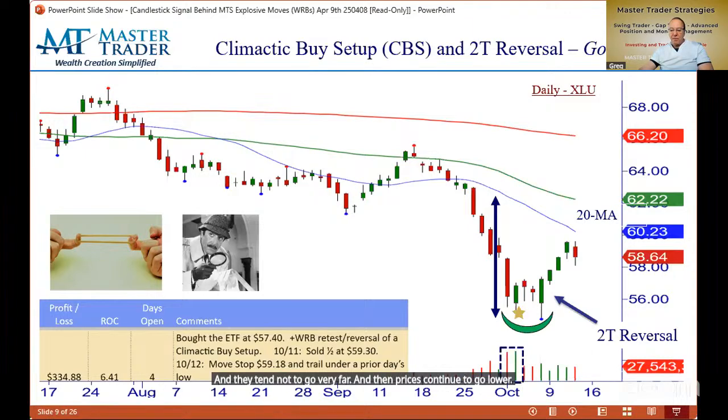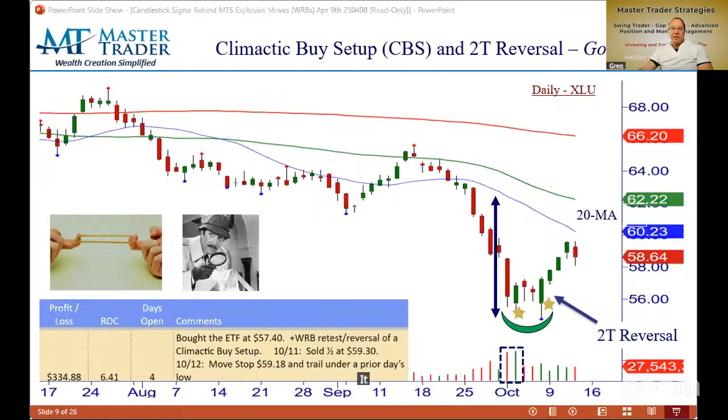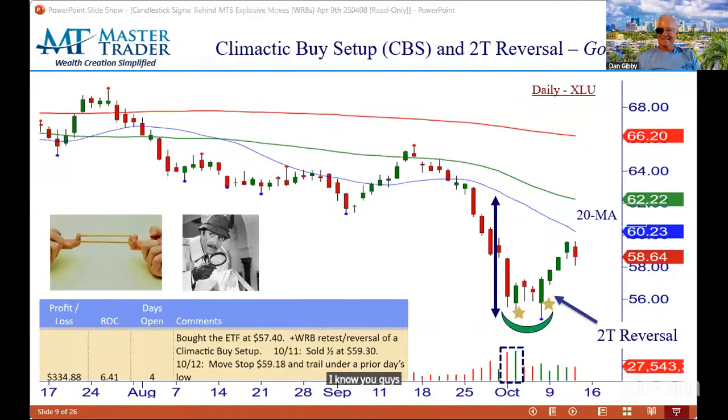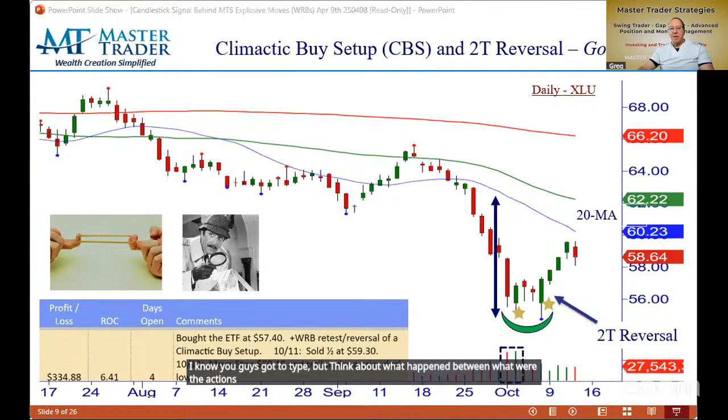But in this one where it broke down, that is the wide range bar. And while it didn't open at the bottom, it's more of what we'd call a range expansion bar, where it took out the lows. So think what happened on this bar. If you can answer relatively quickly, try. I know you guys got to type, but think about what the actions of traders were at that moment in time and what did they experience?